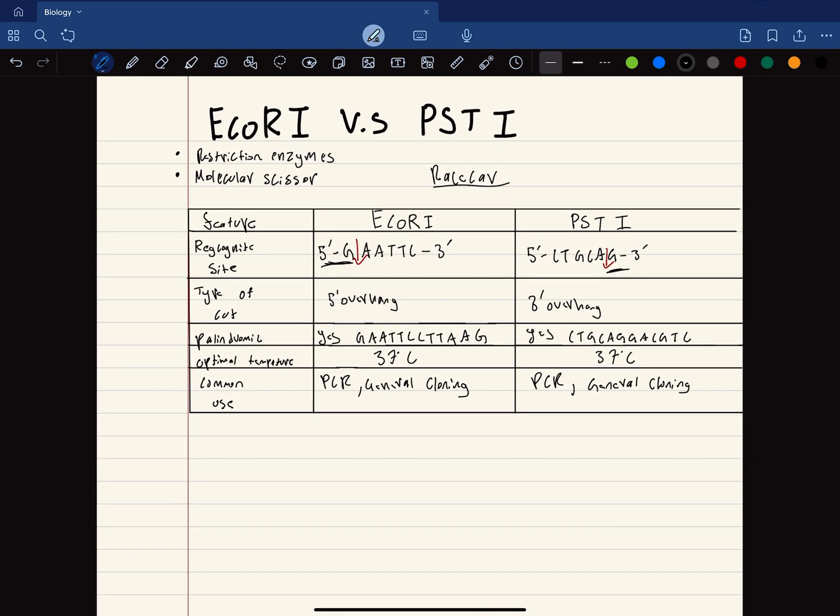But yeah, these are the similarities and differences between EcoR1 and PST1.